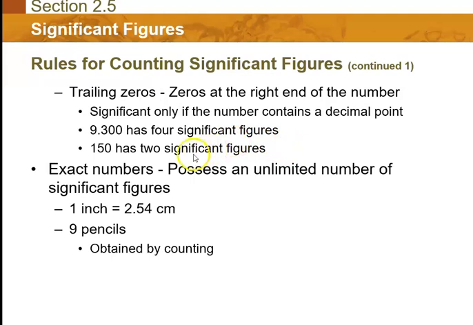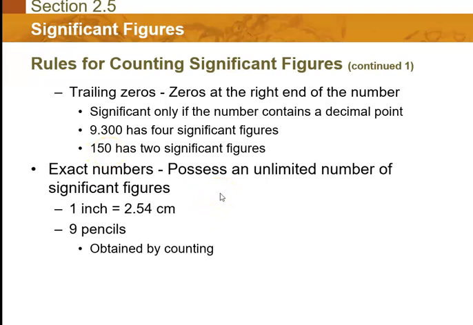So what you want to do is you're looking to see if there's a decimal point. So we have 9.300. So the 9 is significant, the 3 is significant. This 0 and this 0 are also significant. This one you measured, this was your best estimate. It just happened to be right on that line, so you called it 9.300. Whereas 150 only has two significant figures. So again, if there is a decimal point, the trailing zeros will count. If there's no decimal point, the trailing zeros do not count.